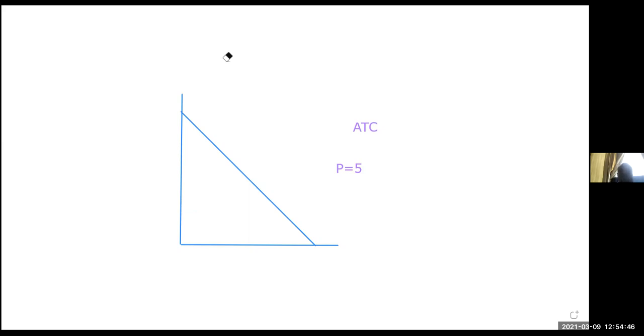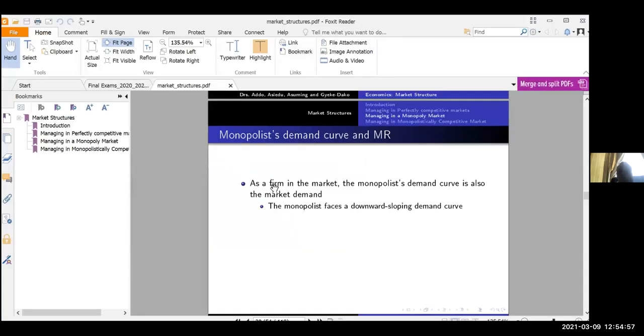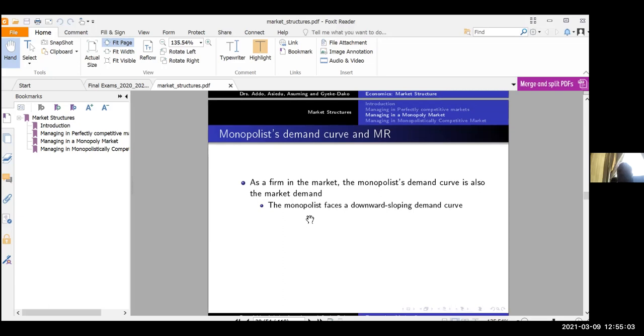The price maker. So that is one of the key first differences you should keep in mind. As a firm in the market, the monopolist demand curve is also the market demand. So the entire market demand is the monopolist demand curve.